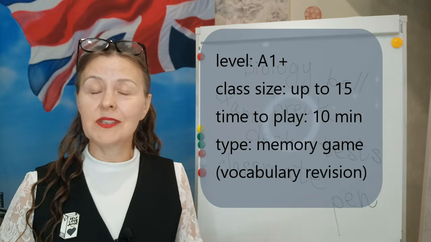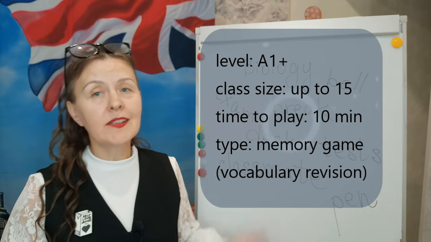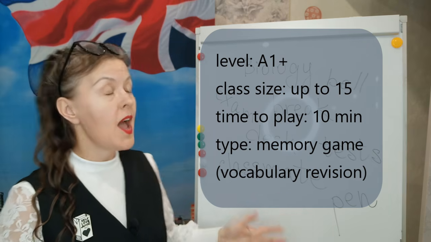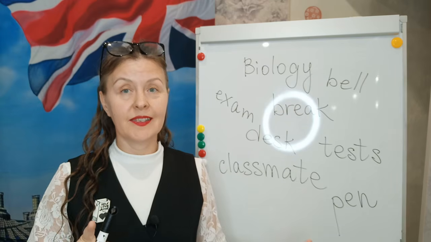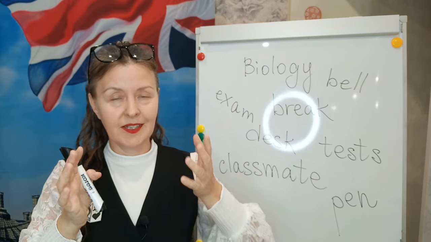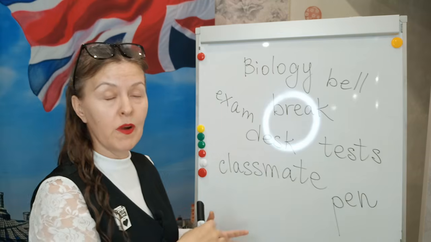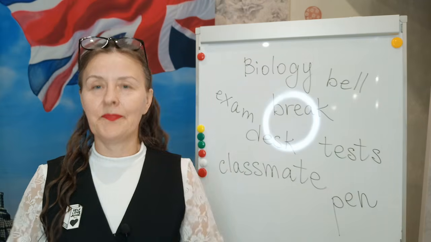The next game is really easy to play. Ask your students to brainstorm vocabulary about back to school life and write them all on the board. Next, ask them to close their eyes. No cheating. Probably you can ask them to turn away or to put their head on the desk like this.